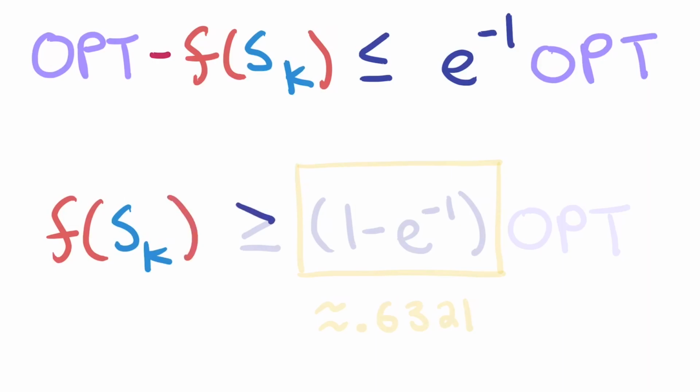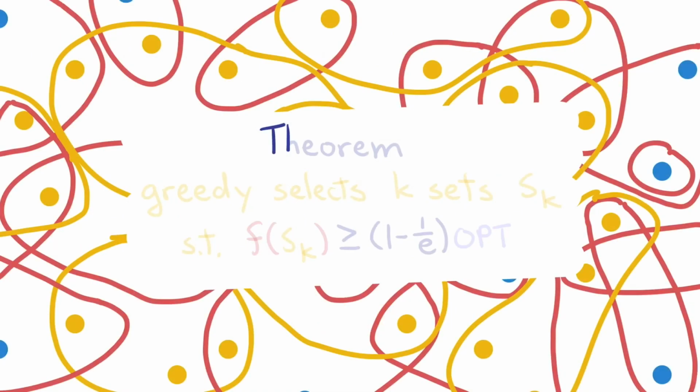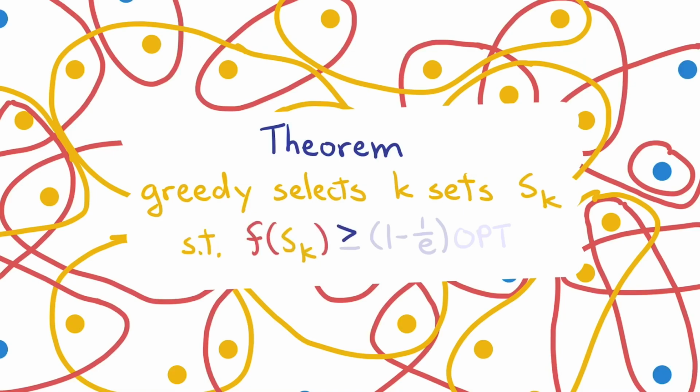Rearranging this inequality, we get that the value of the output of greedy, f of s sub k, is greater than or equal to 1 minus e to the negative 1 times opt. This is about 0.6321 or so. In conclusion, we've established the following theorem: the greedy algorithm will select k sets such that the total coverage of these sets, f of s sub k, is at least 1 minus 1 over e times the optimum maximum coverage of any k sets.